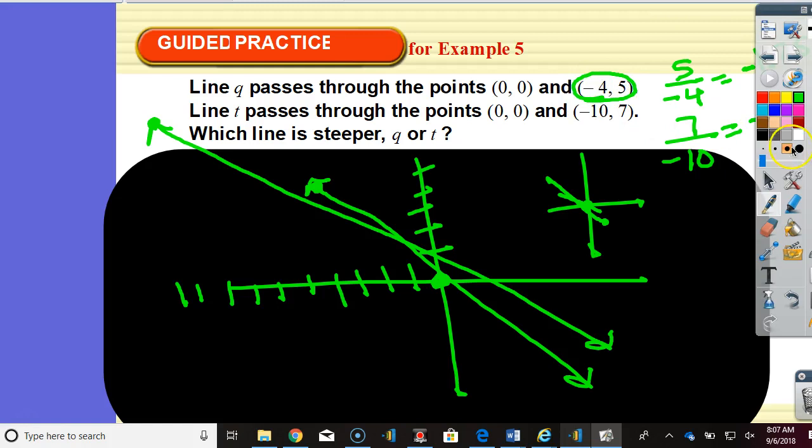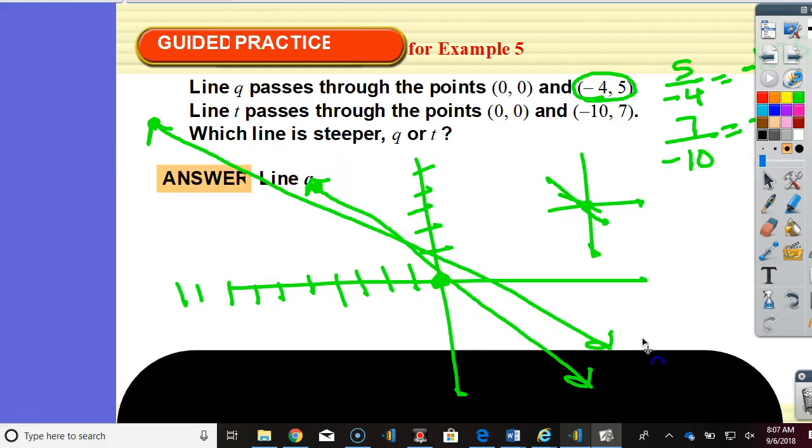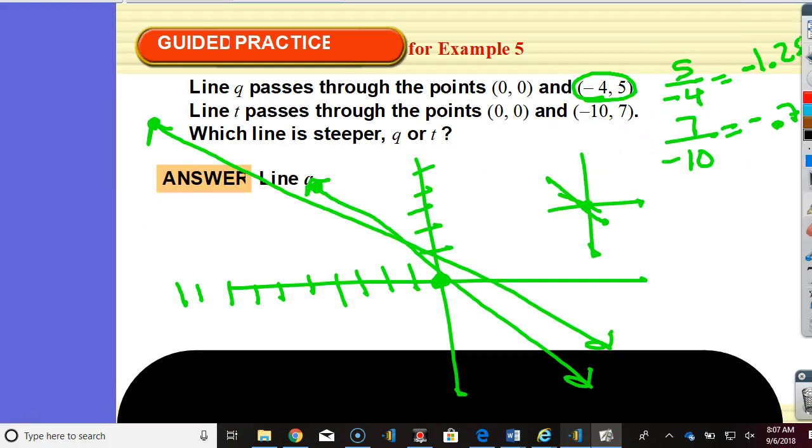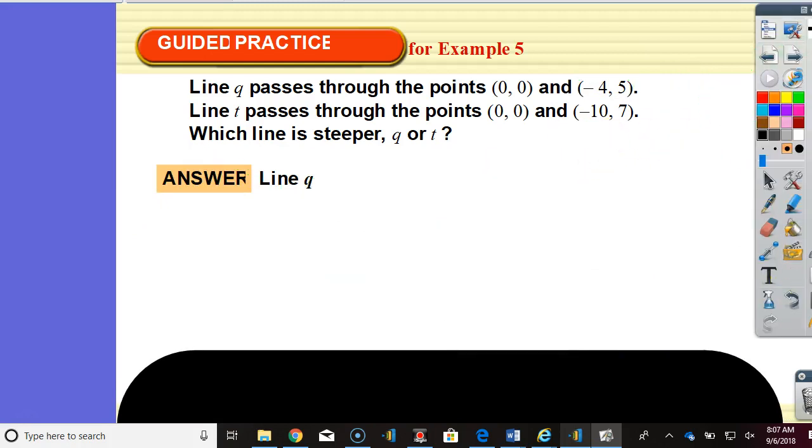So what we need to think of is like steepness is in like a mountain, like the side of a mountain. So line Q is more steep. Does that make sense? It's going to be more vertical. Your bike would speed faster down it.